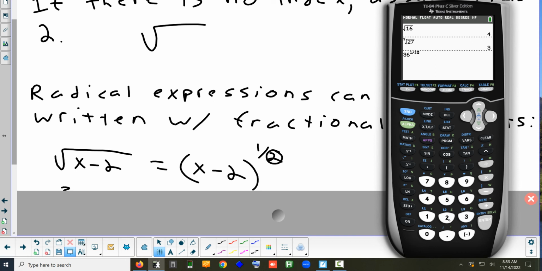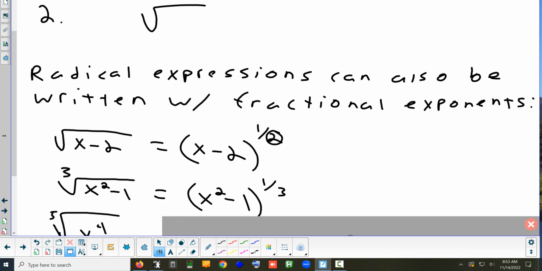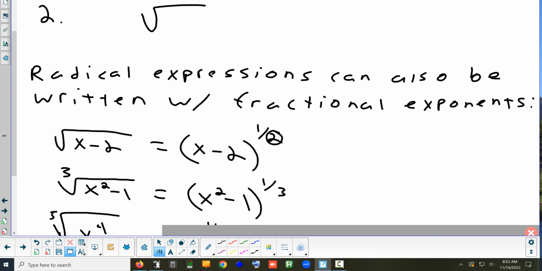So what should I get when I hit enter? Yeah, 6. And I do. Raising something to the 1/2 power is exactly the same as taking a square root. So what power do you think would be the same? Well, 1/3 is the same as a cube root. How about if I wanted to do the 4th root? What exponent do you think would be the same as doing a fourth root? Yep, 1/4.